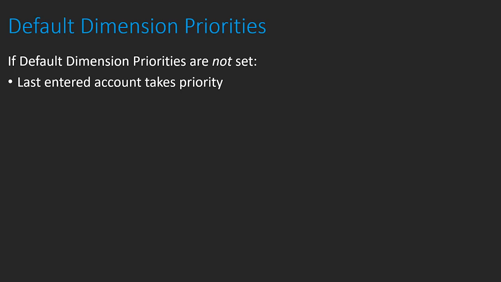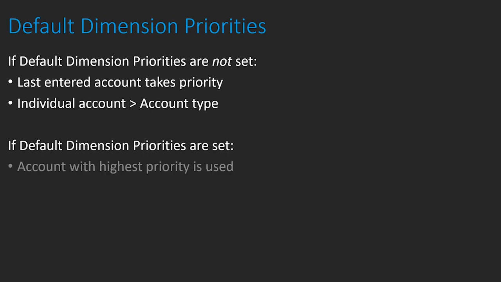When a conflict exists between the values set up on a specific account and values on that account's account table, like between an individual customer account and the customer table, the default dimension value of the individual account will take priority over the account type. The justification for this priority is that default dimensions set on an individual account are often assigned for a specific purpose. When default dimension priorities are set up, the dimension values of the account that has the highest priority are used on the document or journal.